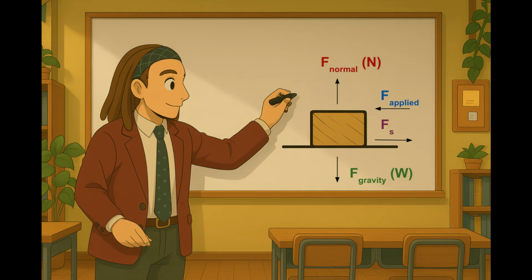An arrow pointing straight up from the surface to the block. This is the normal force, the support force from the surface. An arrow pointing horizontally to the right or left, representing the applied force. And finally, an arrow pointing horizontally in the opposite direction, opposing the applied force. This is the static friction force.